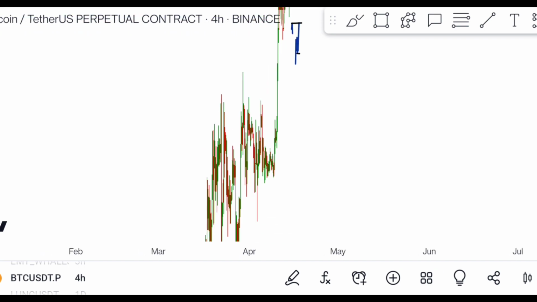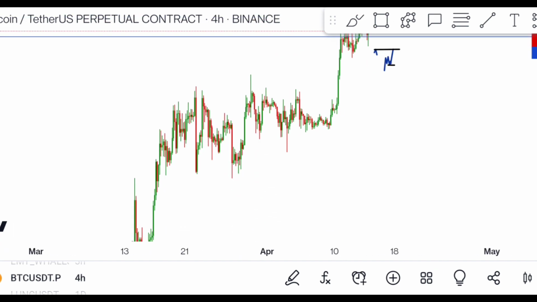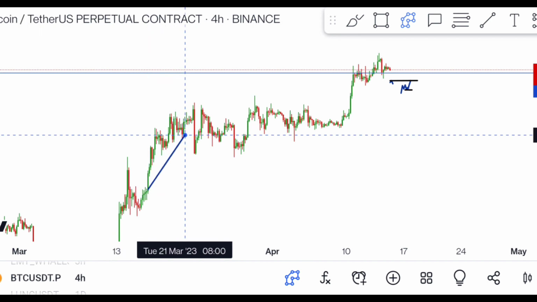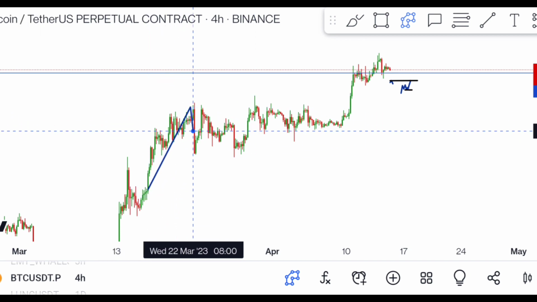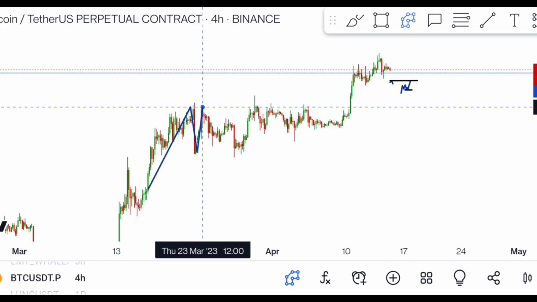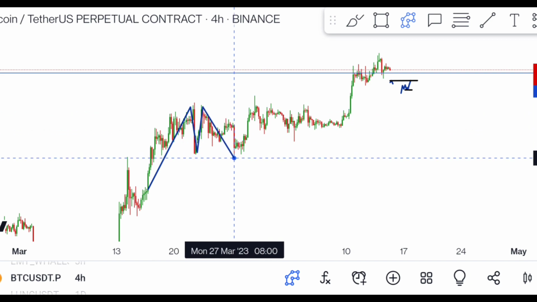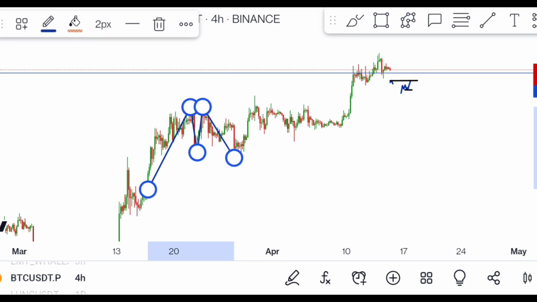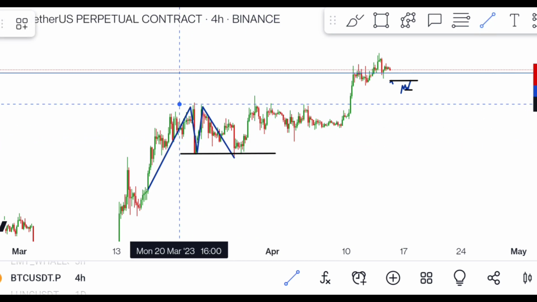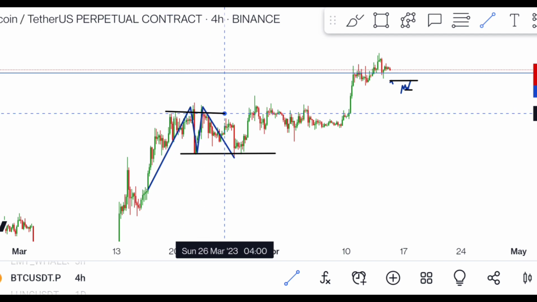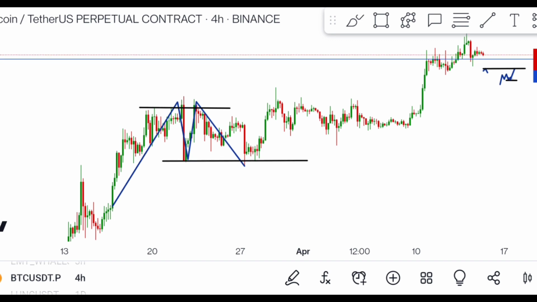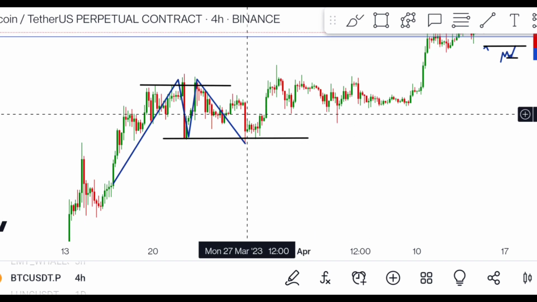Okay, so I will take the example of this one here. Okay, see, we got a pump. Okay, so it came down, these highs got taken, and it came down again. Okay, and these lows got taken, and these highs got taken. So half of my structure is formed. Then what I do is I wait for these highs to get taken.